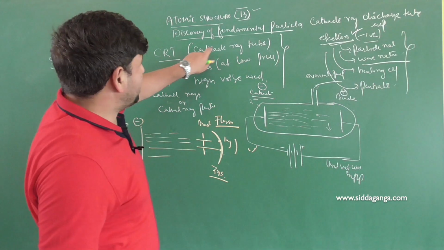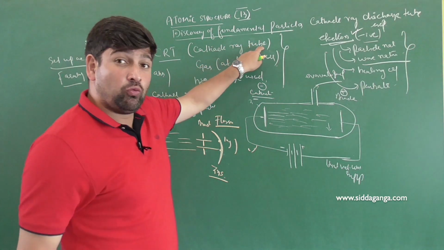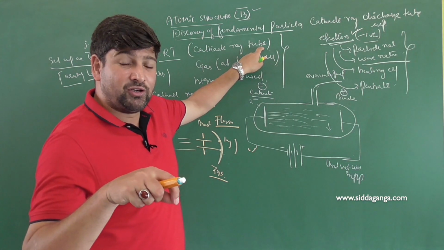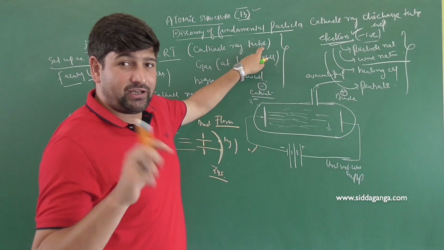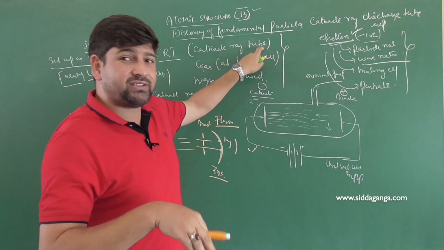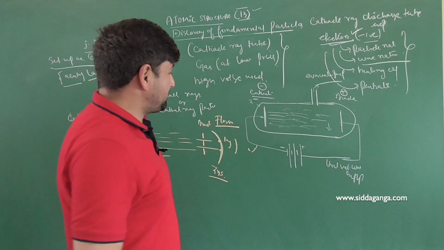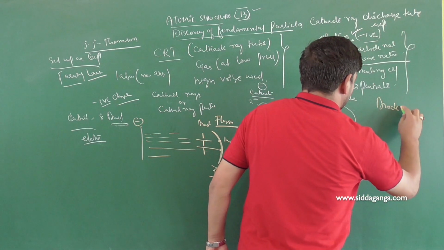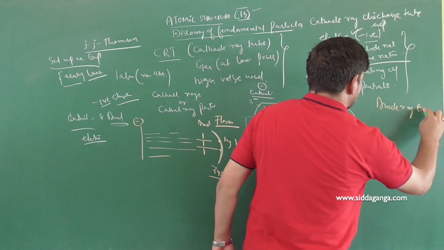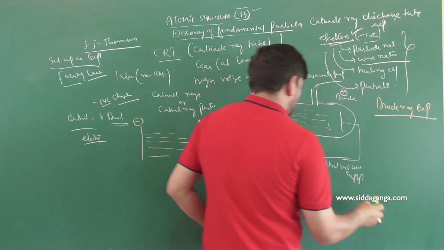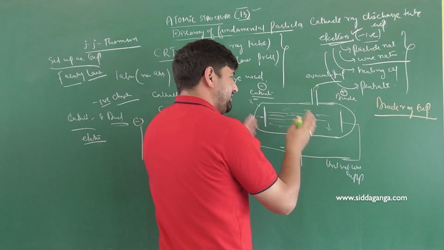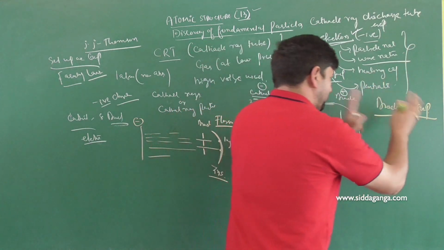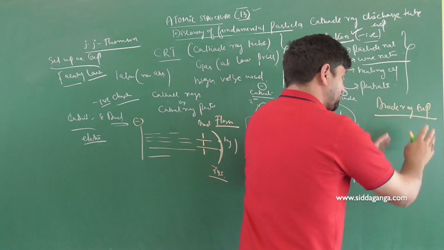Compared to this, children, the cathode ray discharge tube experiment, one more experiment was conducted, because an atom is electrically neutral, to find out the protons in an atom. For that, one more experiment was conducted, called the anode ray experiment. In that, children, whatever properties we can see in cathode rays, the same properties are seen in anode rays, but opposed to that.